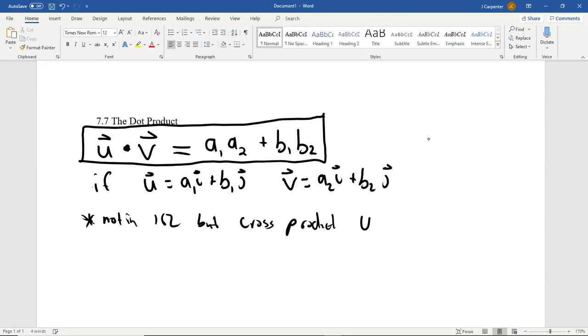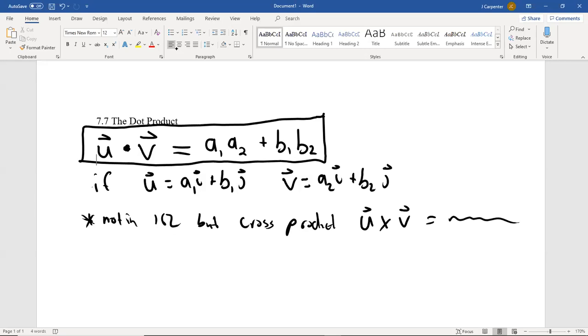But the symbol for it, instead of the dot, you put an X between them. This is the symbol for cross product. And there, again, there's a formula. It involves matrices, kind of. And it's also very, very important.